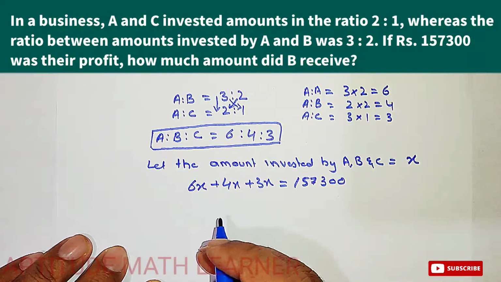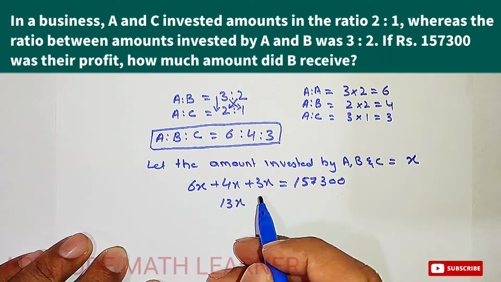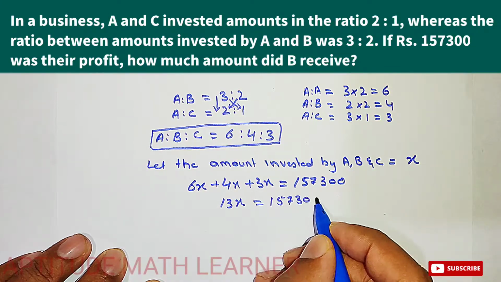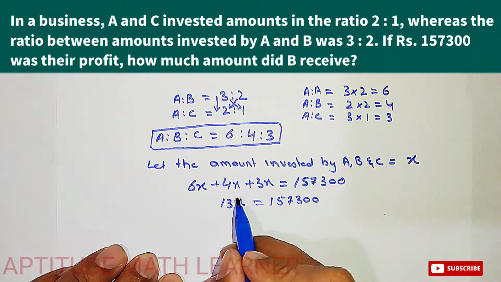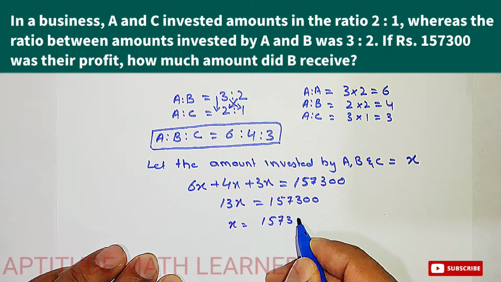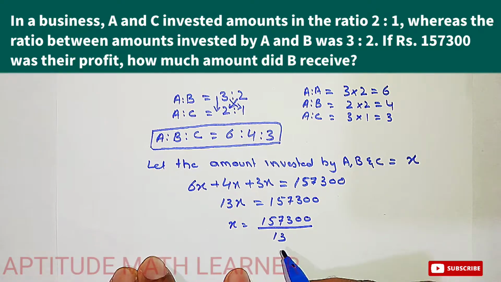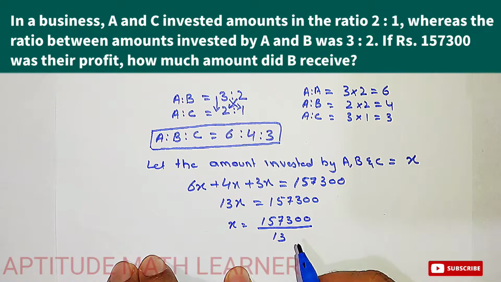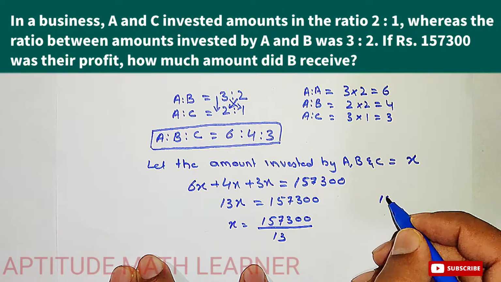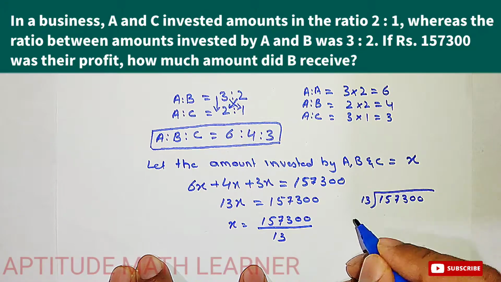Further solving this, 6 plus 4 plus 3 is 13, so 13x is equal to 1,57,300. To find the value of x, we have to divide 1,57,300 by 13. So is it possible? Let's try to solve it. 157300 divided by 13, how much will it be?